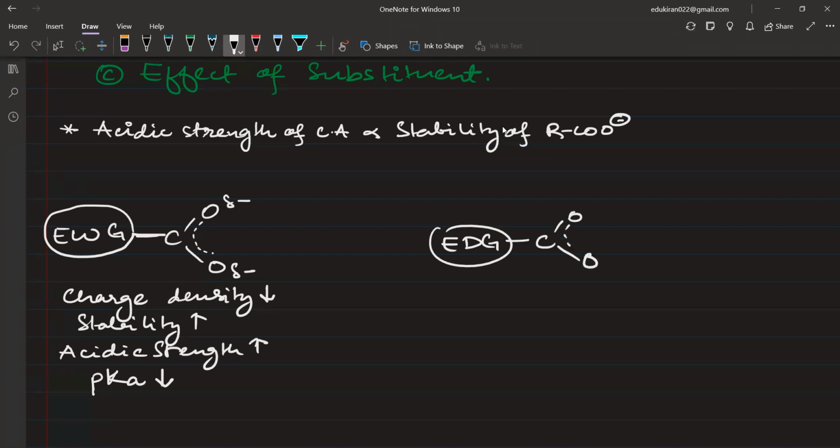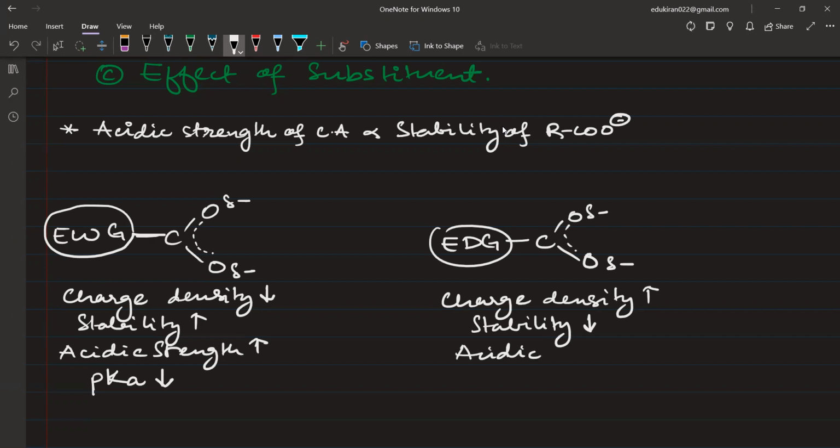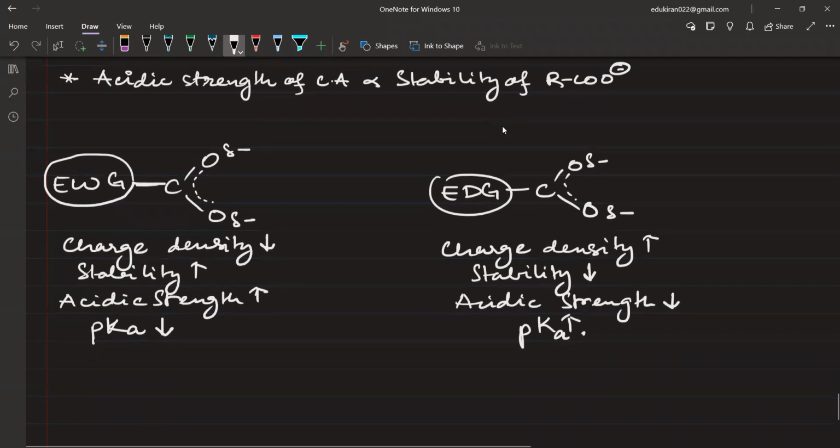If I attach an electron donating group on the carboxylic acid, the carboxylate ion will have an increase in charge density. Stability decreases. Acidic strength will also decrease. And pKa will increase. Right, next.